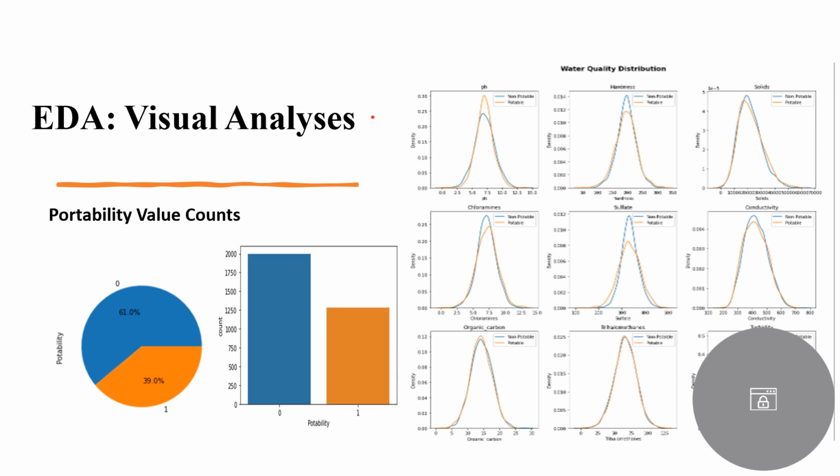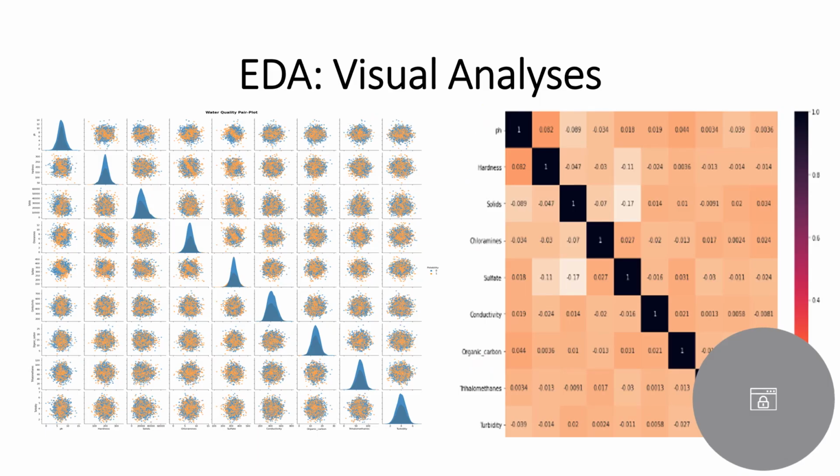Next, I have done visualizations, and it can be seen that my target variable was not equally distributed, where 1 was 39% and 0 was 61%. From these distribution graphs, we can see that pH, sulfates, and trihalomethanes did not have many missing values, and everything was in a Gaussian distribution. And from the correlation heat map, we can see that not all the variables are highly correlated. Everything was independent of each other.